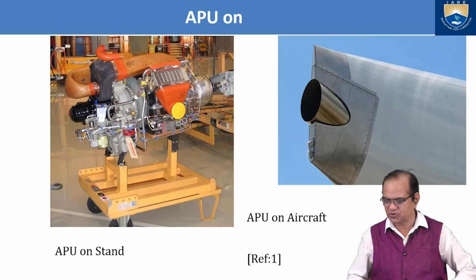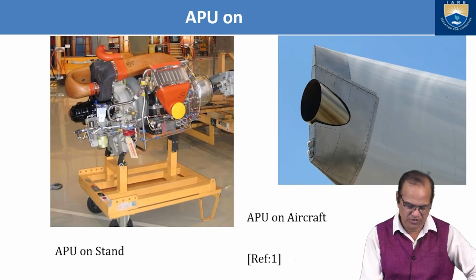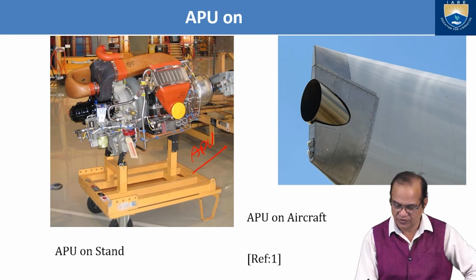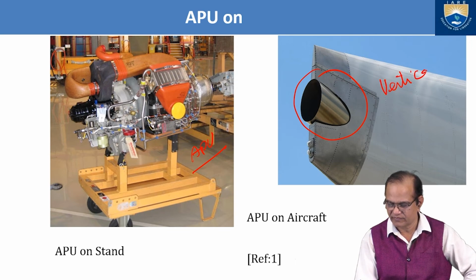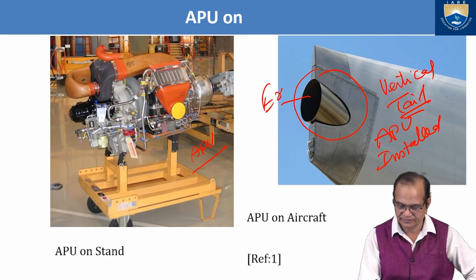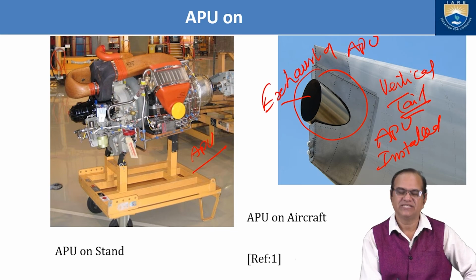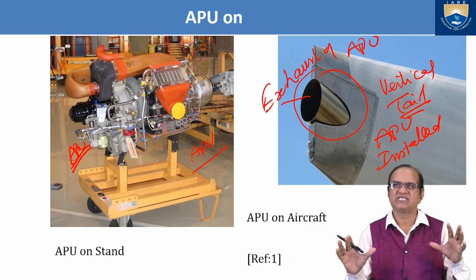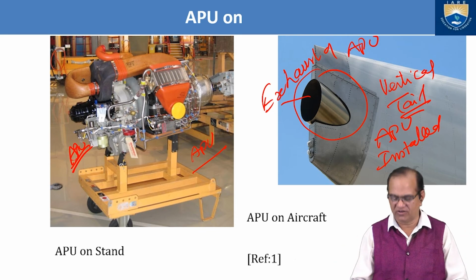So here I am showing some APU. This is the APU here, and here it is shown on the vertical tail. This is the APU installed. It is the exhaust. Here this is the total APU. It is a small gas turbine engine which is light in weight and which is fitted on the aircraft.